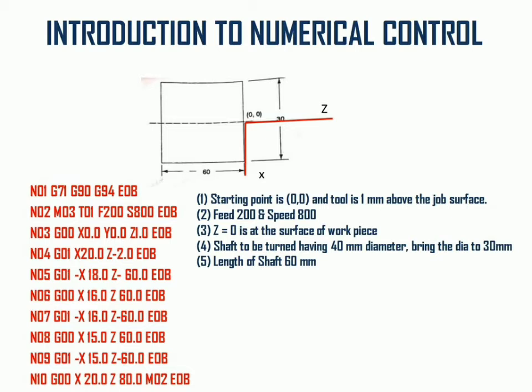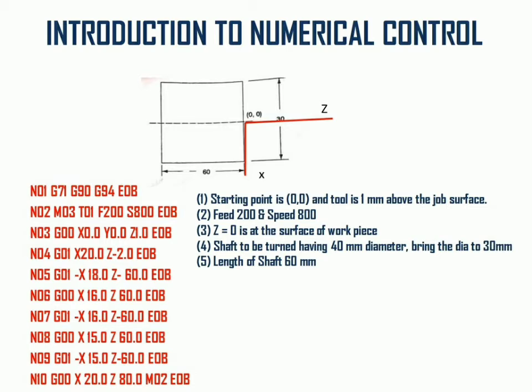Then instruction block number 2, start the spindle with tool number 1. Tool number 1 is indicated with the tool function capital T, and the feed rate given in the problem, that is 200, is indicated with the feed function capital F, and the speed given is 800 rpm, which is indicated with the notation capital S, end of the block. Then instruction block number 3.